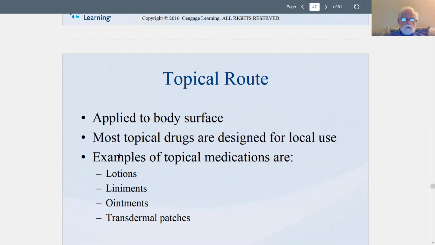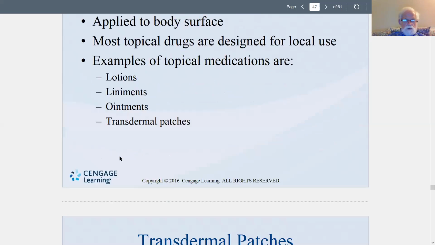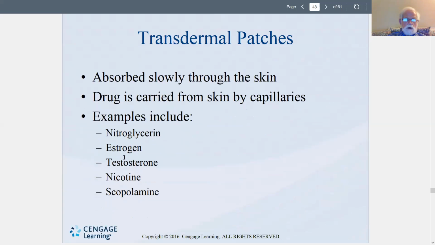Topical, we talked about that. We put them on. We have lotions, liniments, ointments, and then the transdermal patch. Creams also can be used for this. They're mostly for local use, although transdermal patches can be used to deliver drugs systemically. It's absorbed through the skin.